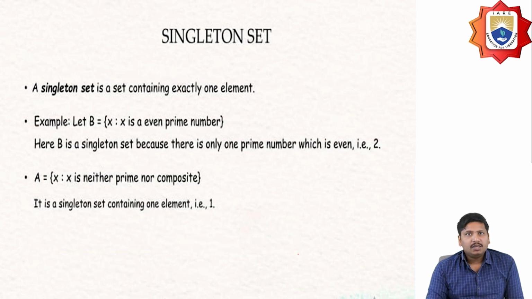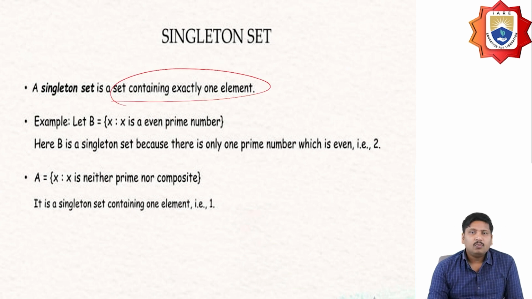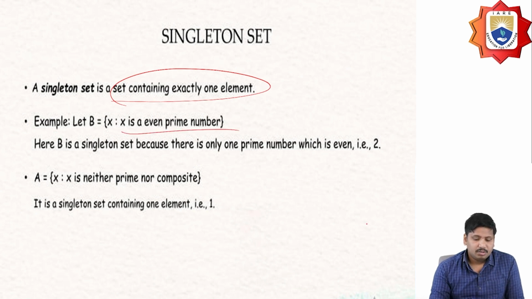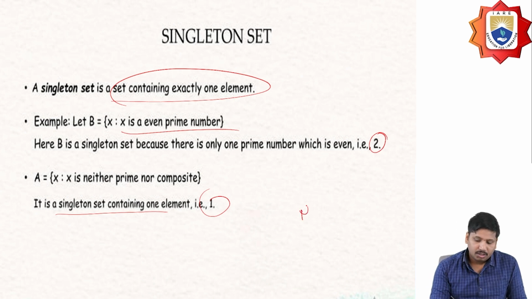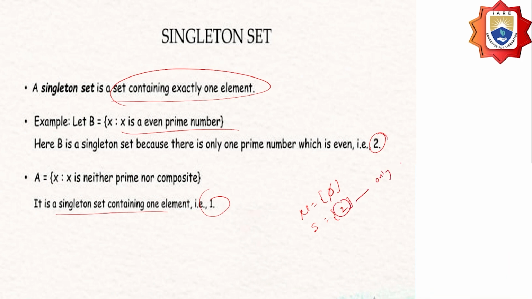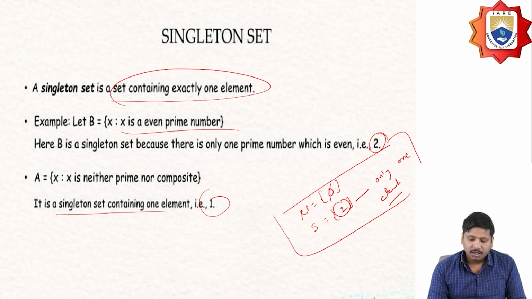And the next one is the singleton set. What is a singleton set? A singleton set is a set containing exactly one element. Let B be the set of x such that x is an even prime number. B is a singleton set because the only such number is 2. And x such that x is neither prime nor composite is also a singleton set containing only one element, 1. So a null set does not contain any element, and a singleton set is the set containing only one element.